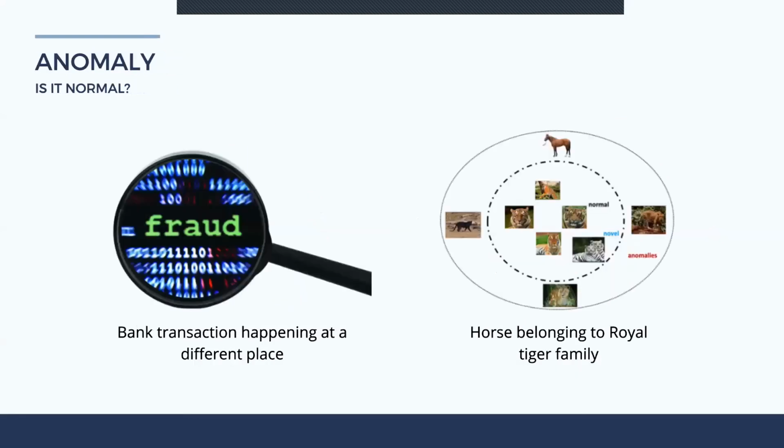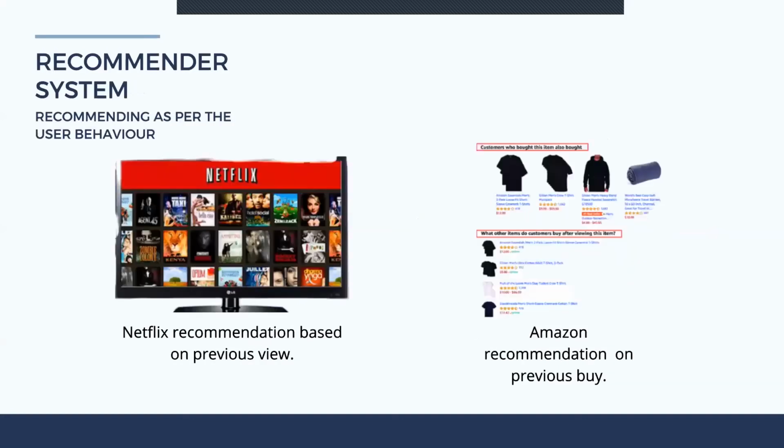Anomaly lets us point out abnormality. You are sitting in Delhi and the transaction is showing in San Francisco. Recommender system personalizes one's needs, like in Netflix and Amazon shopping.